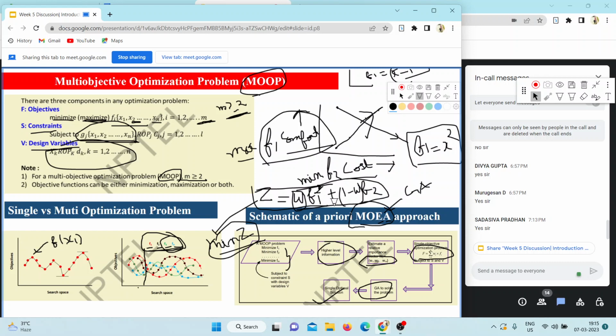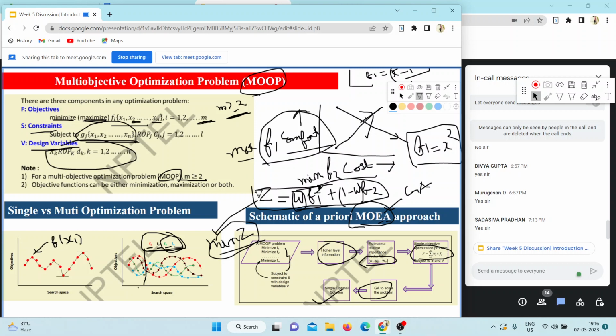Objective function you can write mathematically. Any objective function, like f1 could be anything you like: x one square, x cube. For single objective function, you can write x cube. What is the objective for multiple objective functions? What is the mathematical expression for multiple objectives?